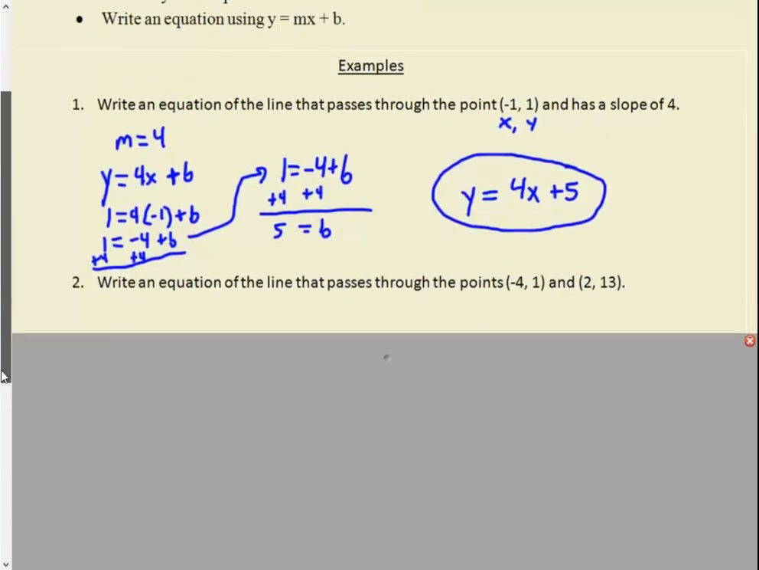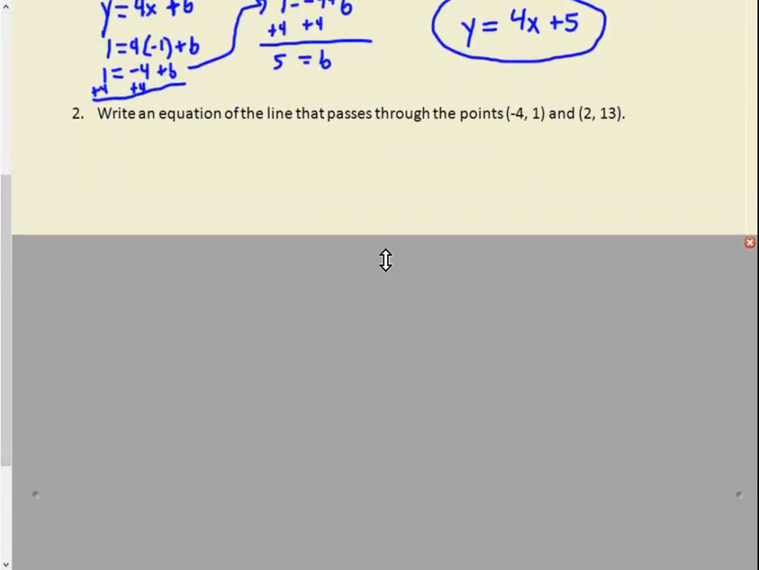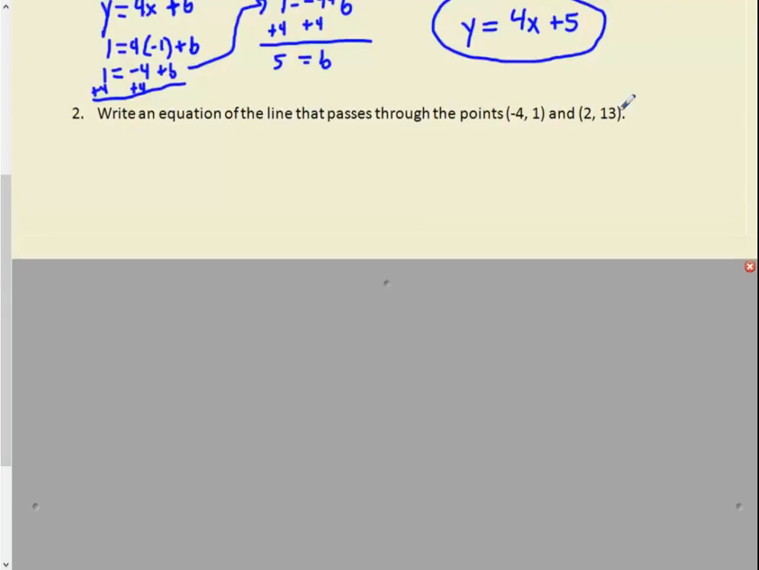Number 2, write an equation of the line that passes through the points negative 4, 1 and 2, 13. So first we have to determine the slope. And I'm going to go ahead and start with the 13 here. So 13 minus 1 over, and because we started with 13 for y, we must start with 2 for x. 2 minus negative 4. So 13 minus 1 will give us 12. 2 minus negative 4 is 6. And 12 over 6 will give us 2.